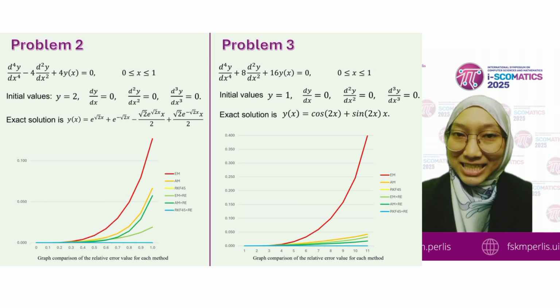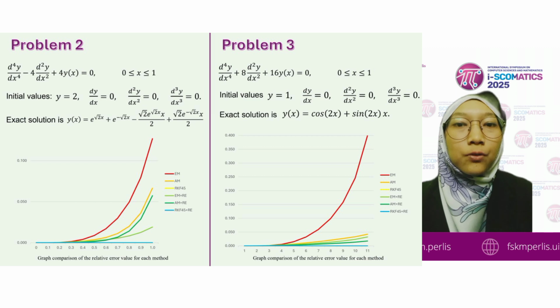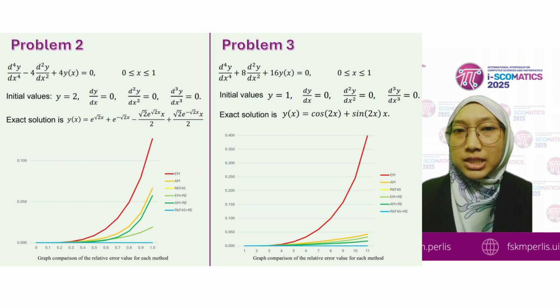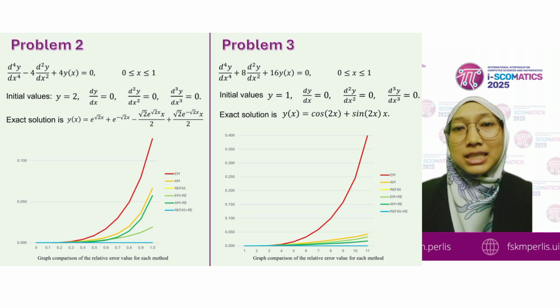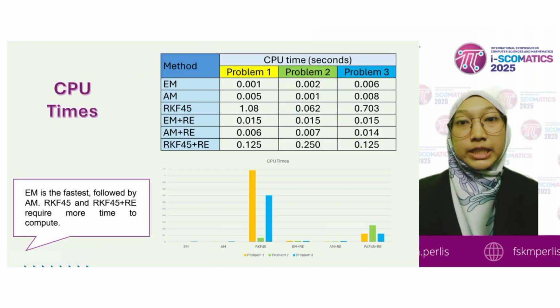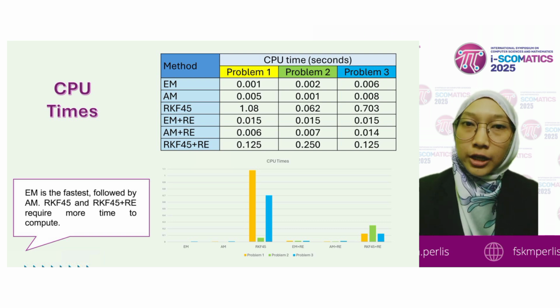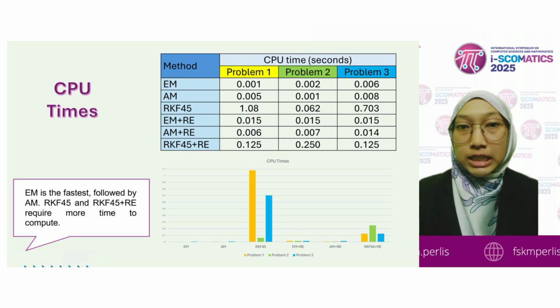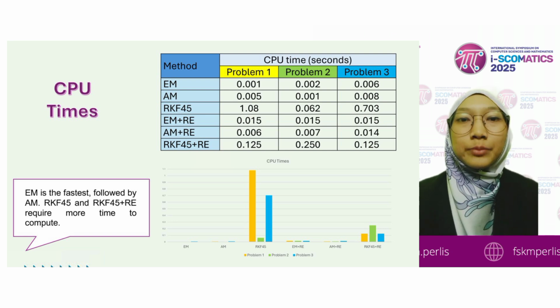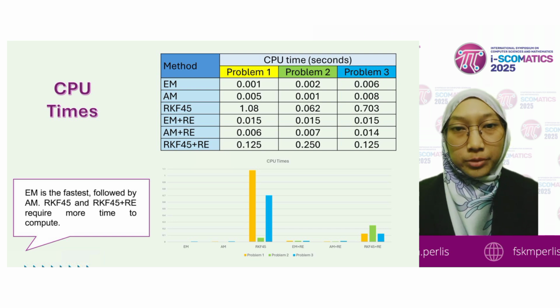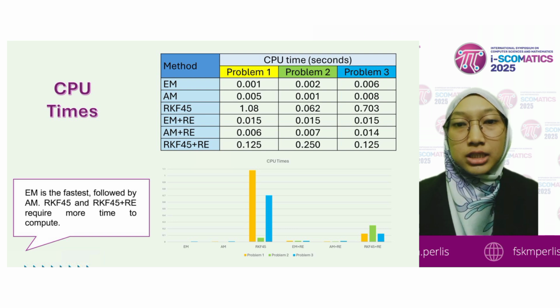Euler remained the least accurate, Adams-Moulton improved with Richardson extrapolation, and RKF45 consistently produced the best accuracy even without Richardson extrapolation. In terms of CPU times, the Euler method was the fastest, followed by Adams-Moulton. RKF45 requires more time due to its complexity. With Richardson extrapolation, CPU times increase slightly for all methods. This highlights the trade-off. The fastest methods can be less accurate, while highly accurate methods require more computation.